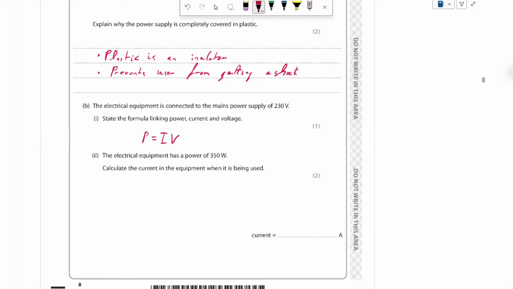Another mathsy one, PIV this time. We have a current equals power divided by V. We're told that the power is 350. You are expected to know, oh no, it doesn't tell you here that the voltage is 230, but 350 divided by 230, 1.5 amps.